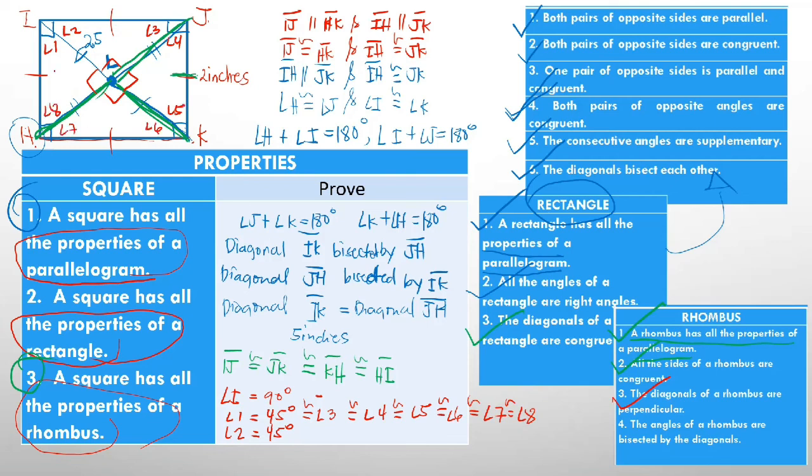So now, we have seen that the square has all the properties of rhombus. And to sum it up, the square has all the properties of parallelogram, the rectangle, and also the rhombus. That's why meron silang mga similarities. Most especially or most important that the parallelogram, which is the quadrilateral, is also important in other quadrilaterals. So this is the other quadrilaterals that are parallelogram.